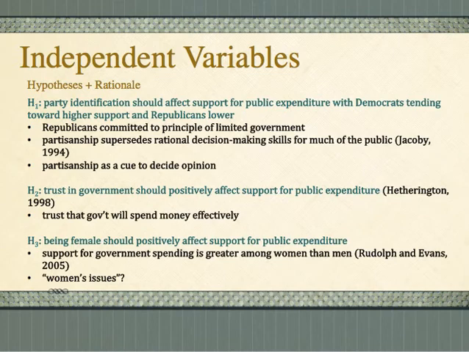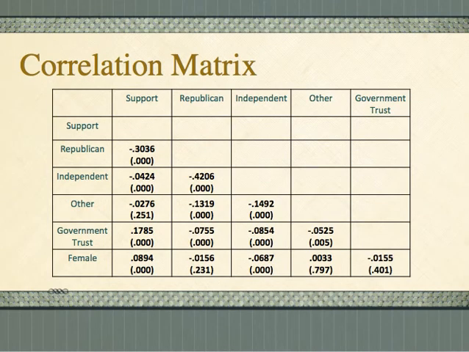Thirdly, being female should positively affect support for public expenditure. Rudolph and Evans found that support for government spending is greater among women than men. This may have to do with some of the aspects of spending being deemed stereotypically as women's issues, such as health and education. A correlation matrix was produced to calculate the amount of variation each of the independent variables can explain in support for public expenditure.